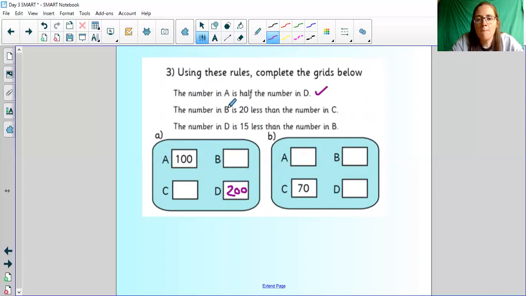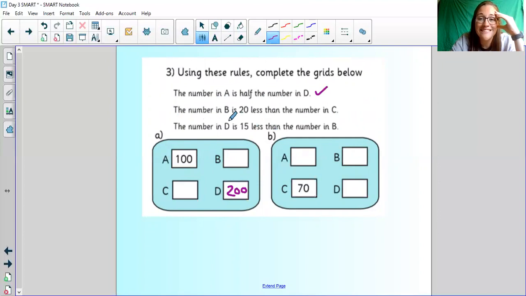The number in B is 20 less than the number in C. So this one is 20 less than this one. But hang on, I can't do that yet, can I? I don't know about C yet. So we need to leave that one, skip to the next one.